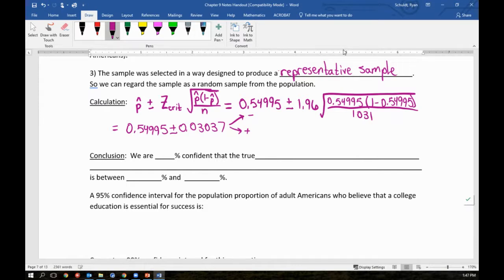When you subtract, what do you get? 4 decimal places. When we add, what do we get? Okay, so if I write this in interval form, 0.5196 to 0.5803. There's my interval.